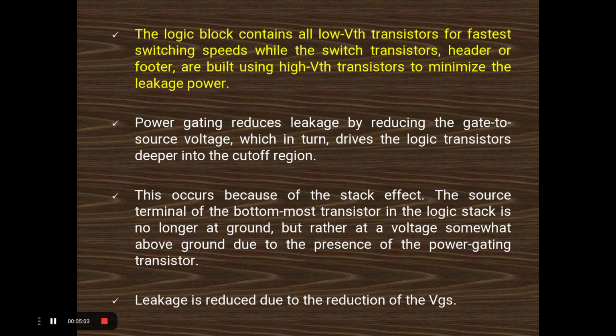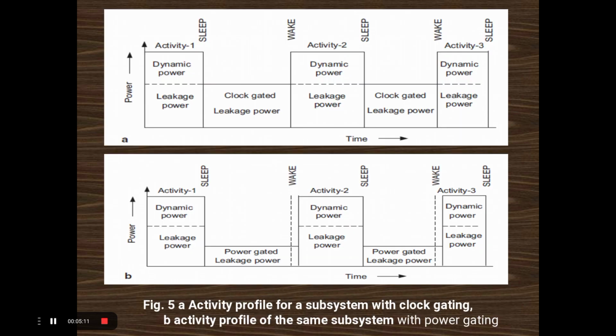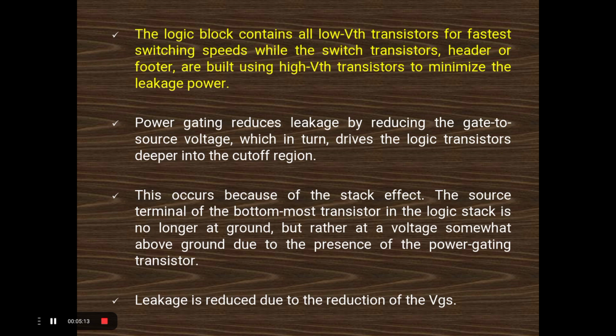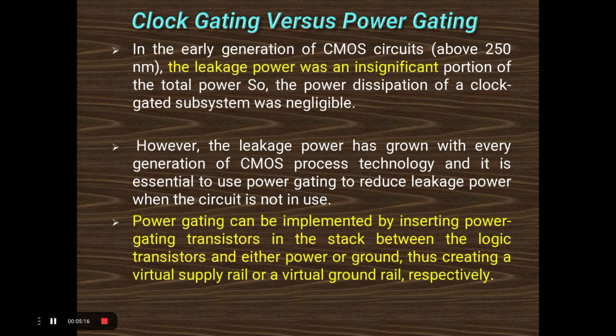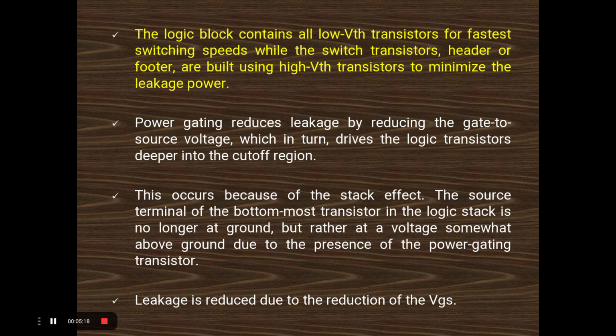So let us see. The logic block consists of all high VT transistors. As you observed in the previous case also, from the CMOS point of view, we are using an inverter, and on top of that we are using two sleep transistors. So that is the basic thing. Here also it is the same. For the fastest switching operation, the switches may be footers or headers, using high VT transistors to minimize the leakage.